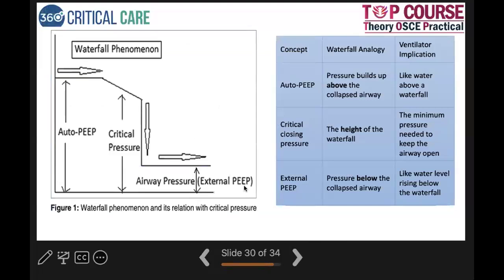So this is what I just explained to you. Auto PEEP is the pressure above the waterfall, that is the alveoli, where the critical closing pressure is the edge of the cliff of the waterfall. It is high in COPD patients because of the choke points, below which the airway just collapses because of the loss of anatomical integrity. And then the downstream is the external pressure which you are applying.